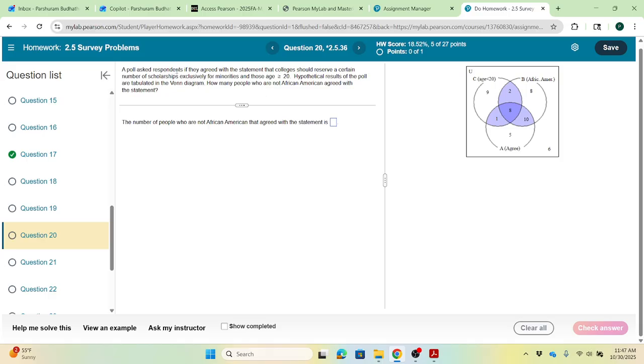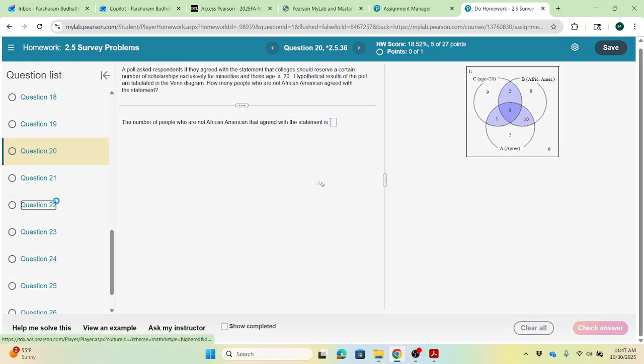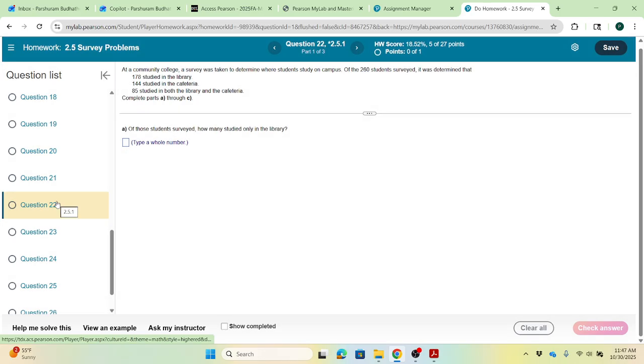A poll asks respondent if they agreed with the statement that college should reserve a certain number of scholarships. Okay, we already did that, so let's go to the next problem.